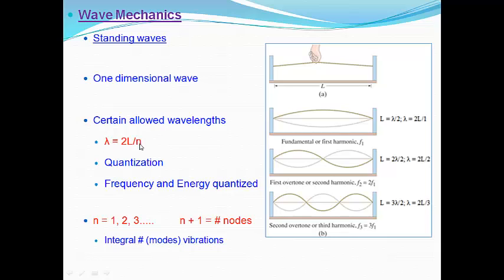And n plus 1 is equal to the number of nodes. The integer n plus 1 is equal to the number of nodes. What are nodes? Nodes are essentially points along the wave that have zero displacement. So in this case, we have here one mode of vibration. At both ends here, we have zero displacement, right? Because we have the zero line. We have zero displacement at this end and at that end.